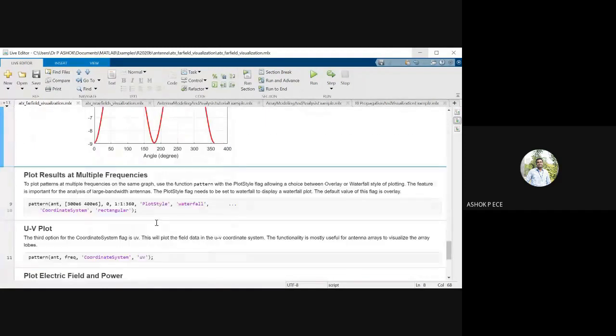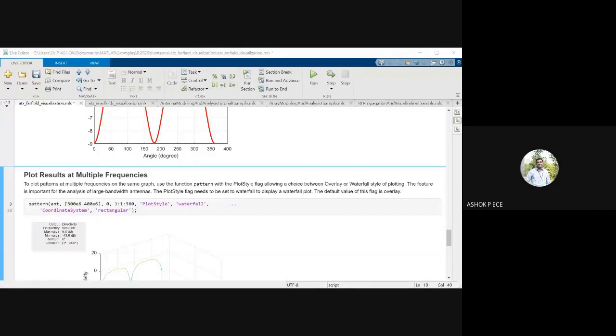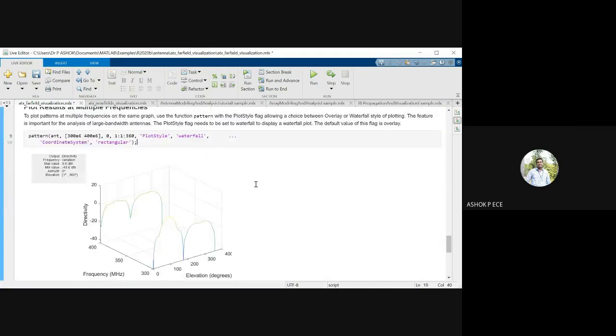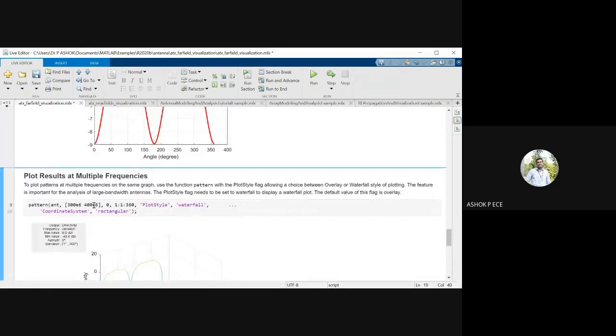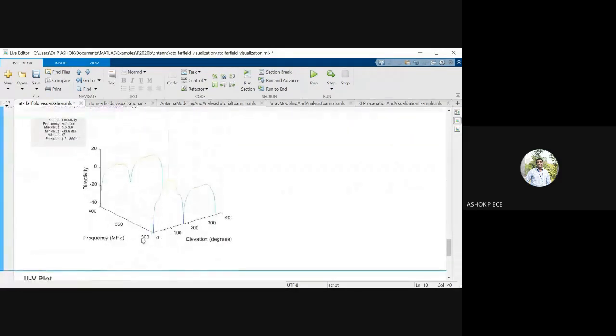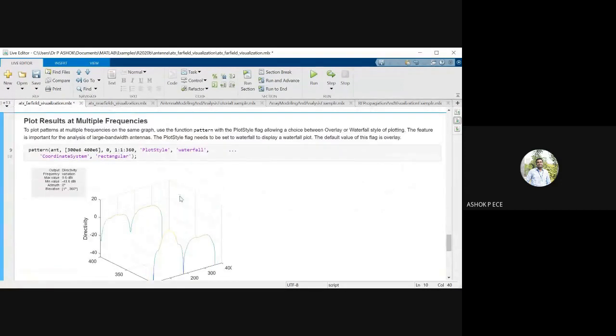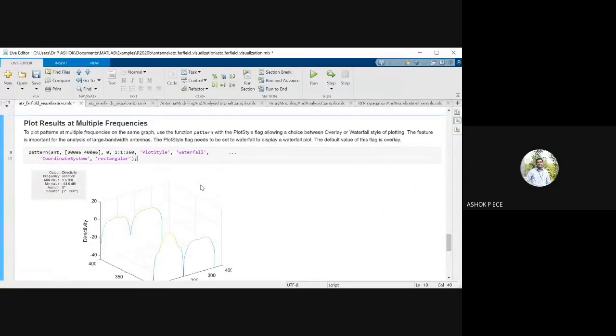Okay. And how to plot multiple frequencies. We are going to plot the response of the antenna over a range of frequencies in the same graph. You see, over the frequency variation, what is the directivity and the elevation angle we have got. See the result here. We are plotting a three-dimensional graph. I'm varying the frequency from 300 to 400 megahertz, and I am plotting for the entire elevation angle from 0 to 360 degrees, and I'm plotting the radiation pattern of the antenna.